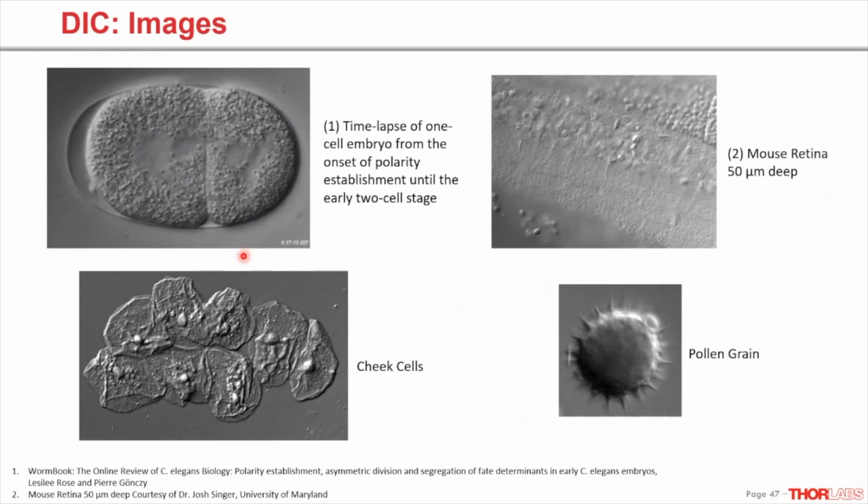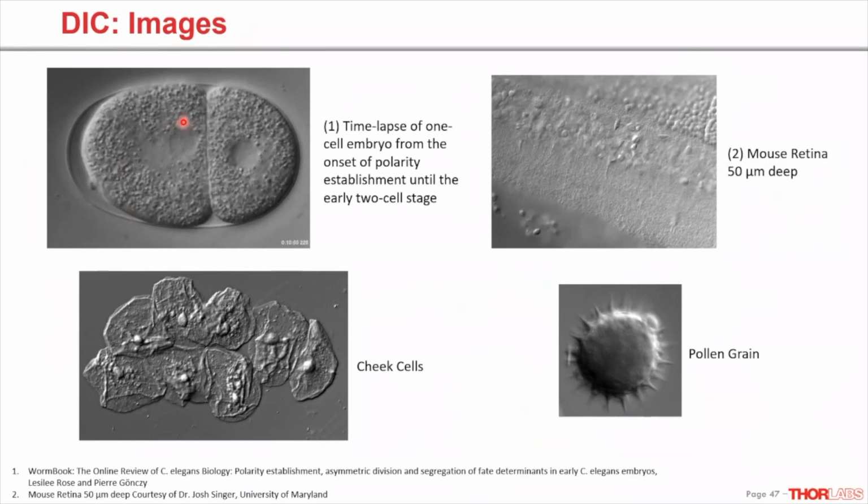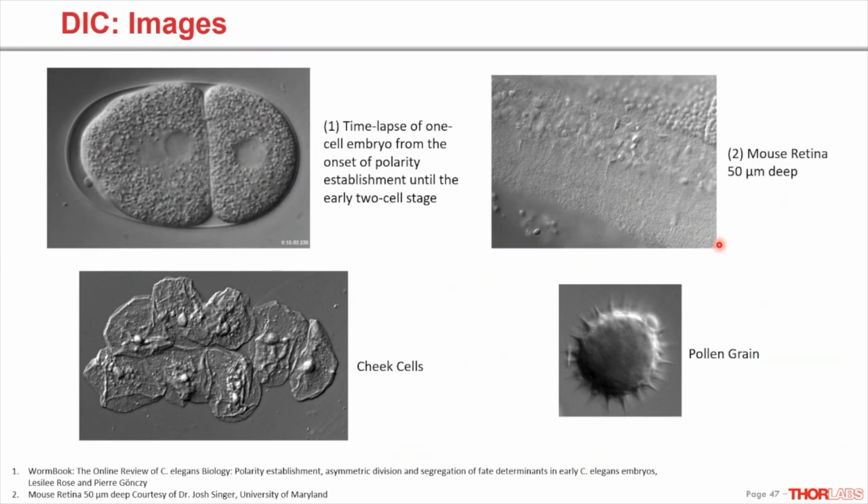So here we have two cells dividing in time. Here we have a mouse retinal layer, 50 micrometers deep. We have cheek cells where the nuclei and edges of the cells are very distinct. You have very nice contrast, as well as a pollen grain where you can see the nice details of the edges of the pollen grain.